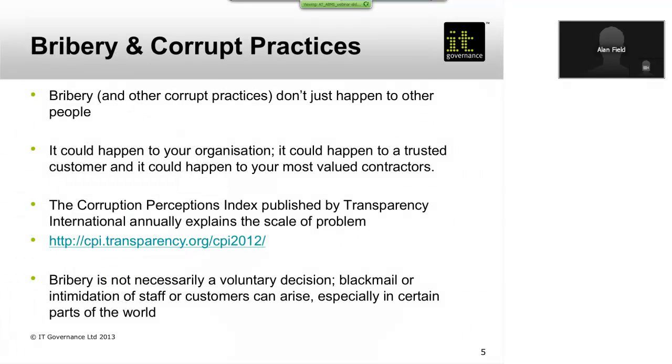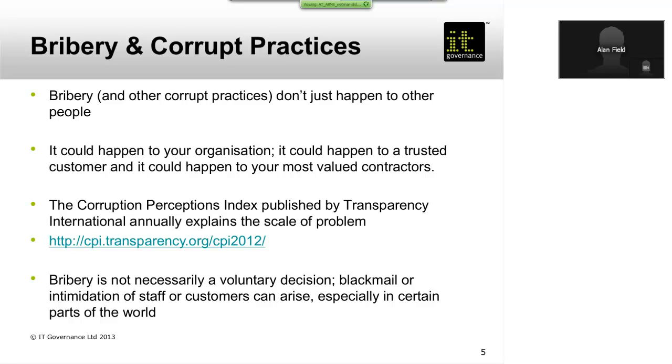Now, bribery and corruption. Most organisations now do accept that there is some risk of bribery and corruption. It just doesn't happen to other people. But there are some organisations out there that maybe still feel that it isn't something that will ever affect them. You also need to consider that if one of your customers or contractors or associates were involved with bribery, it could try to embroil you in any investigation against them.